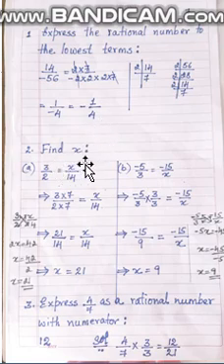Then find the value of x. This can be done by two methods. One is the cross multiplication method. So 3 by 2 is equal to x by 14. Cross multiply. 2 into x is equal to 2x. 14 into 3 is equal to 42. So the value of x is equal to 42 by 2, which is equal to 21.